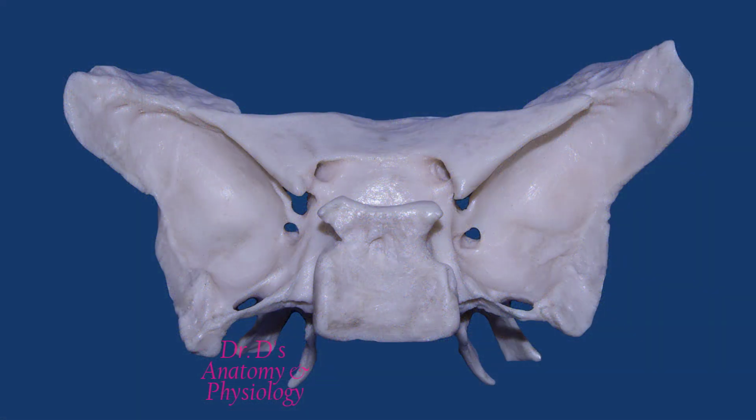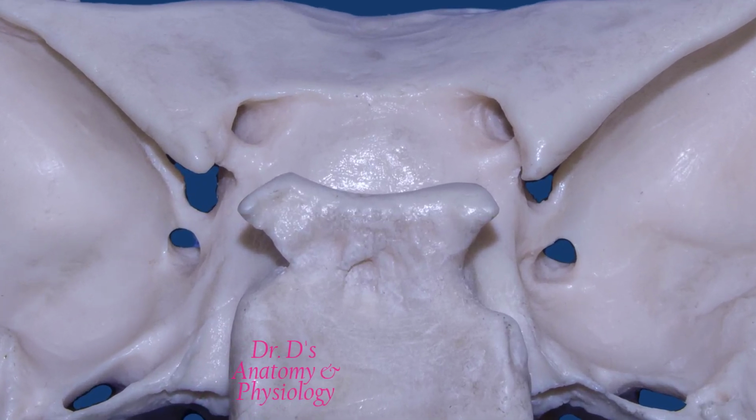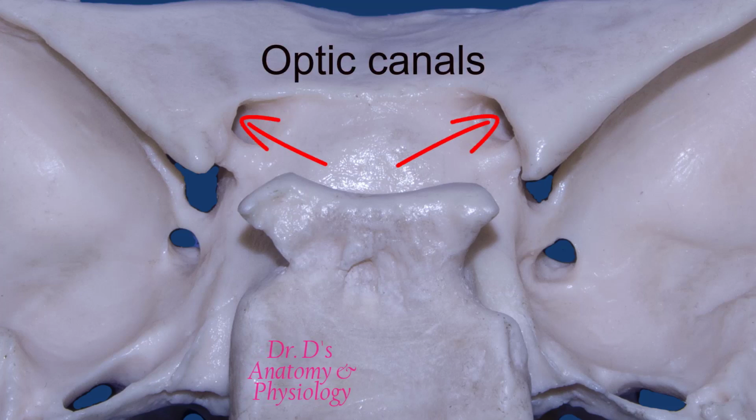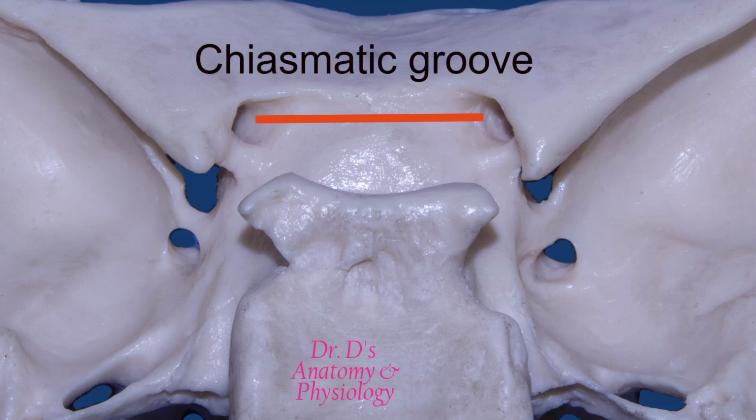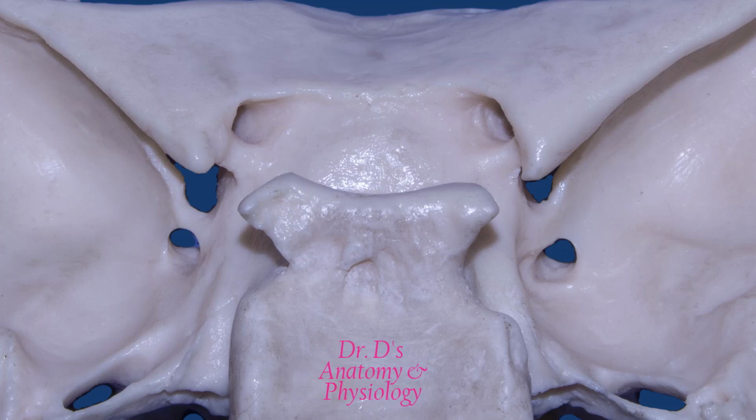Let's look again at our isolated sphenoid bone, and this time look at it from a superior view again. And then looking again at the same location, we can again identify the optic canals, and we see them a little bit better here. And again, connecting the two optic canals, there is a groove. And this groove is referred to as the chiasmatic groove, also known as the optic groove. It's hard to see in this specimen from this perspective.